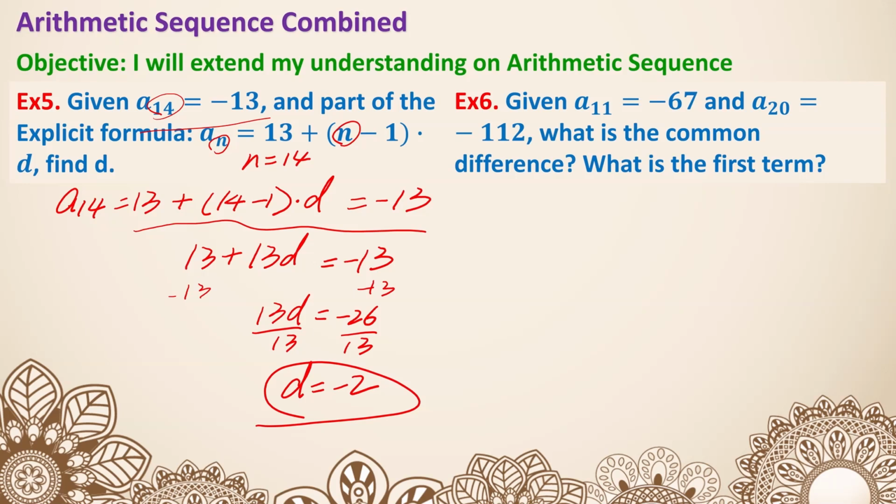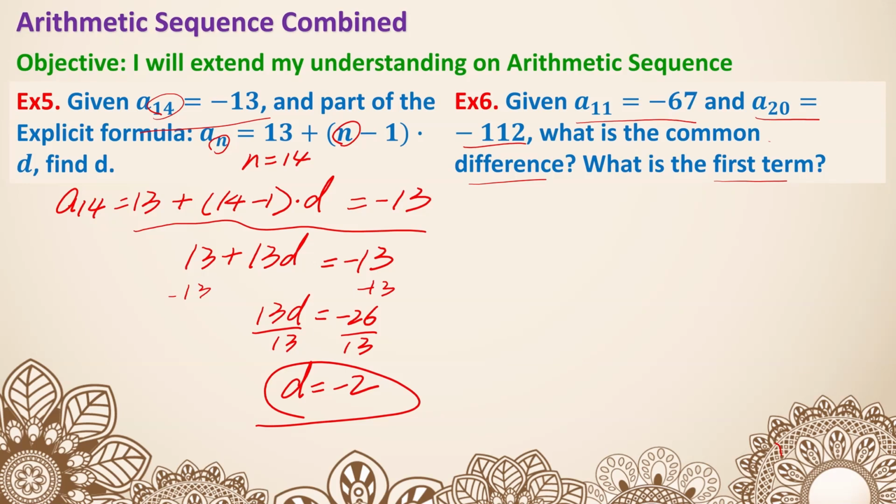So you can see examples 3, 4, 5, and now 6, they're all very similar. Okay, well, sorry, 6 is going to be a little bit different. So let's have a look. You're given a sub 11. You're also given a sub 20. Well, this is a bit tricky because you don't have the first term or the d, that means you can't actually use the explicit formula. It's asking for both. It's asking for the common difference and also asking for the first term.